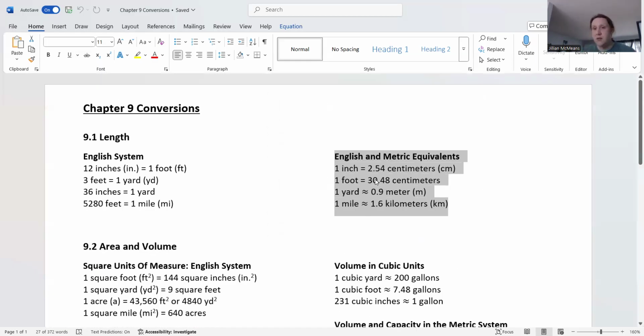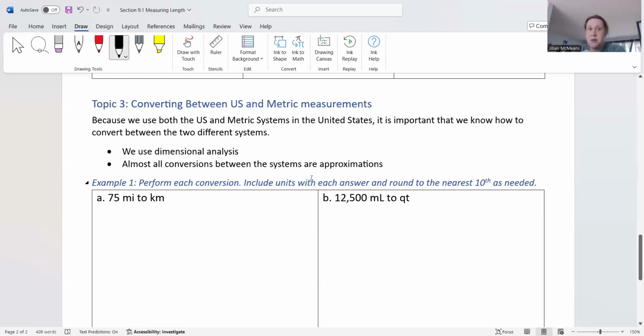So, with all of that said, we're going to look mostly at what is here highlighted, the English and metric equivalents, okay? So let's go back to our worksheet and then we'll go back and forth as needed, okay? So if I go back to my worksheet, we have here that because we use both the US and the metric systems in the US, it's important to know how to convert from one system to the other. So that's converting within the two systems.